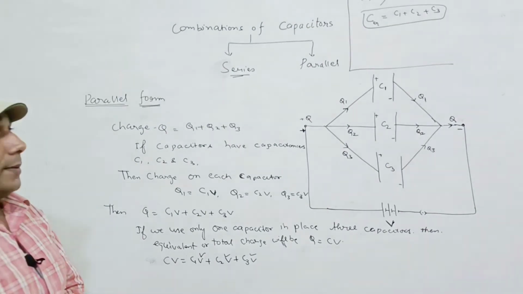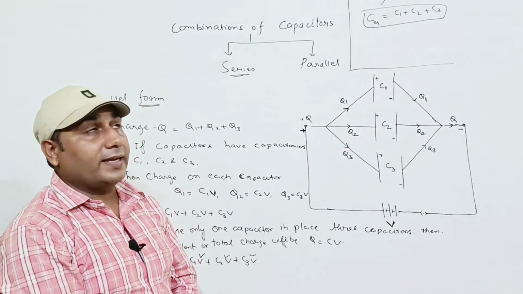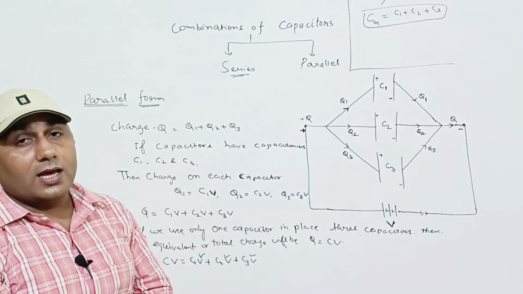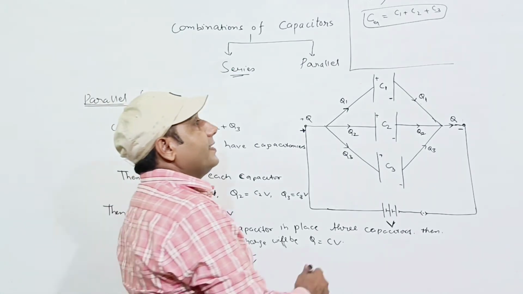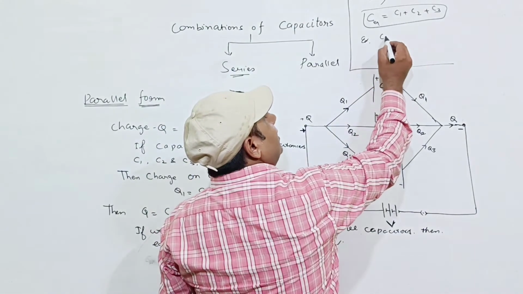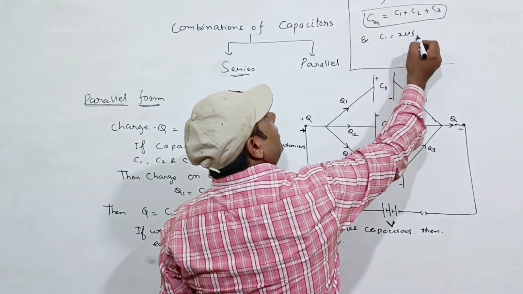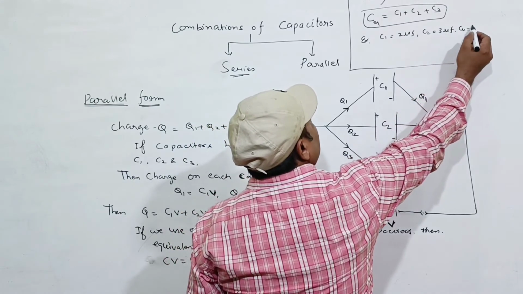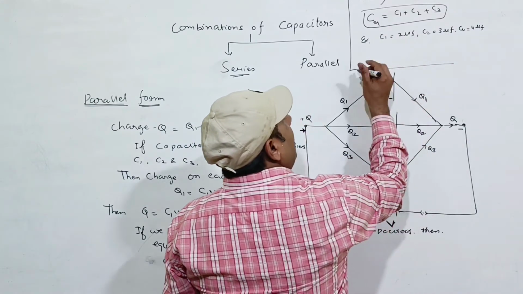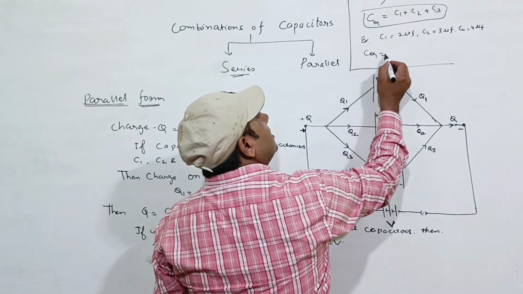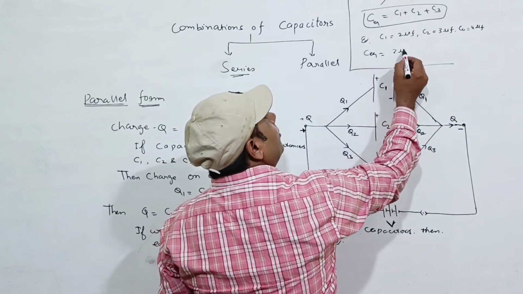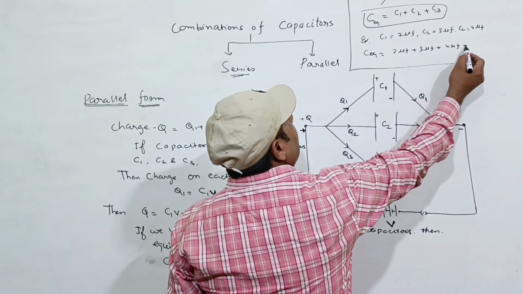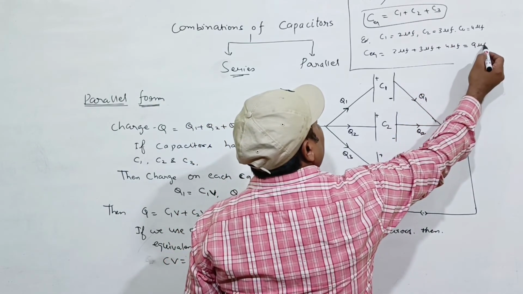Capacitances in parallel form add by the algebraic method: C1 plus C2 plus C3, and so on. Let me take an example. C1 is equal to 2 microfarad, C2 is equal to 3 microfarad and C3 is equal to 4 microfarad. Now equivalent capacitance in parallel form is 2 microfarad plus 3 microfarad plus 4 microfarad, equal to 9 microfarad.